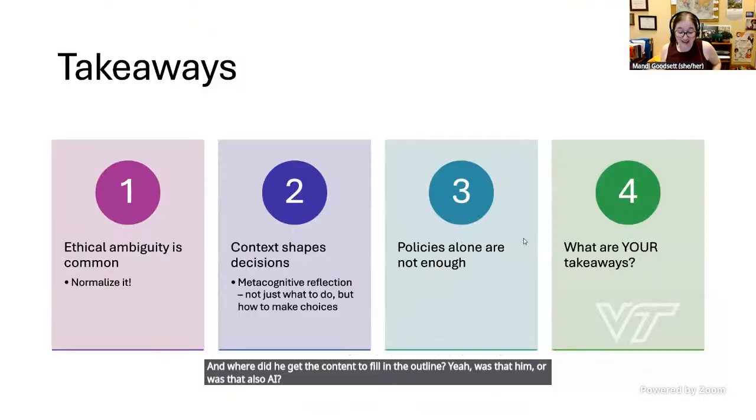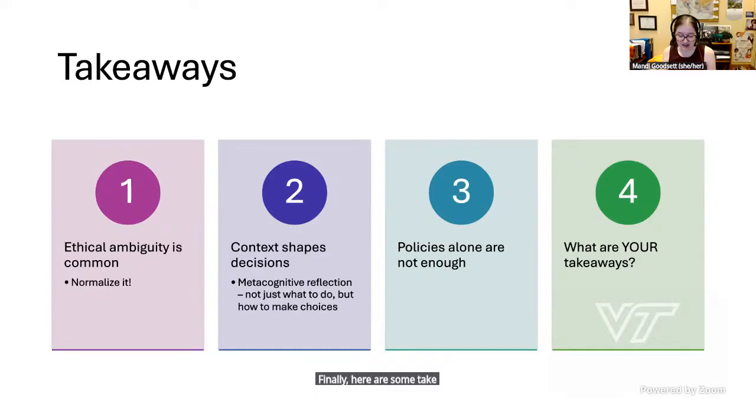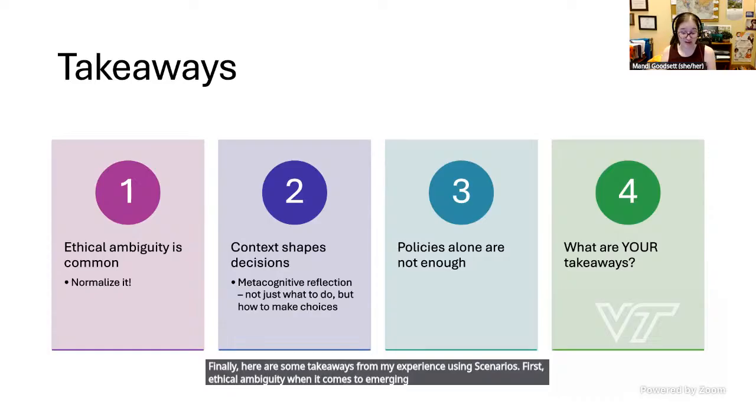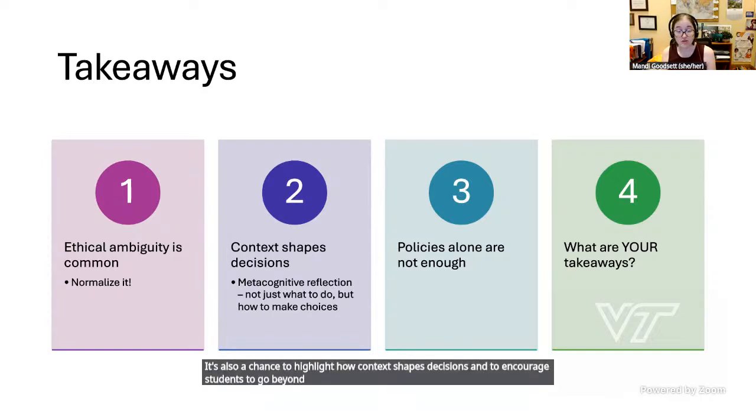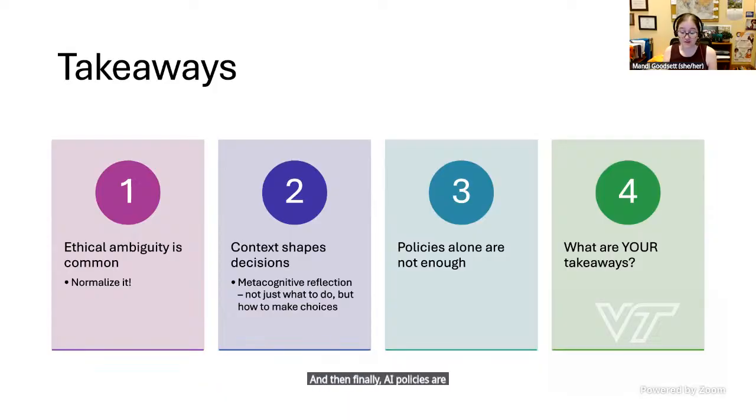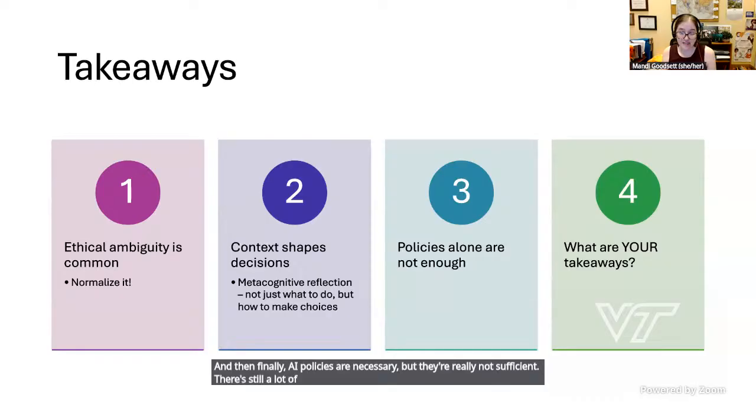Okay. Finally, here are some takeaways from my experience using scenarios. First, ethical ambiguity when it comes to emerging technology, especially generative AI, is common and normal. Scenarios help us normalize that uncertainty that a lot of us are feeling. It's also a chance to highlight how context shapes decisions and to encourage students to go beyond just learning what to do to reflecting metacognitively on how they make choices around AI. And then finally, AI policies are necessary, but they're really not sufficient. There's still a lot of confusion that needs to be unpacked in the classroom. And if we're librarians, we can help faculty with that process.